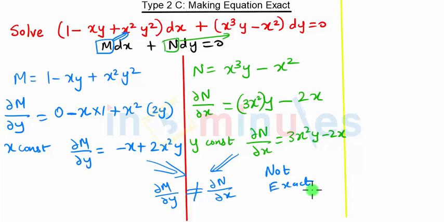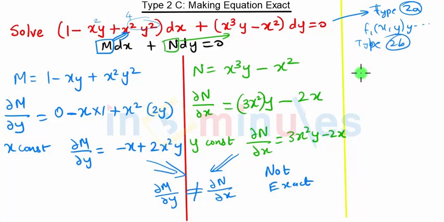When the given equation is not exact, we make it exact. This equation cannot be represented in our type 2A form. What is type 2A? We saw it should be a function of x comma y into y and so on. It cannot be a homogeneous equation because here the power is 2 and here the power is 4. So it is not type 2B either. Now we are going to check for type 2C.